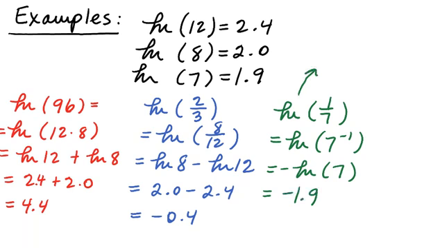Alternatively, you could have said this is the log of 1 minus the log of 7. The log of 1 is 0 for any base, so this is 0 minus 1.9, which is negative 1.9. So you see these properties are all just working around the same ideas. You're going to get the same thing no matter which approach you take.